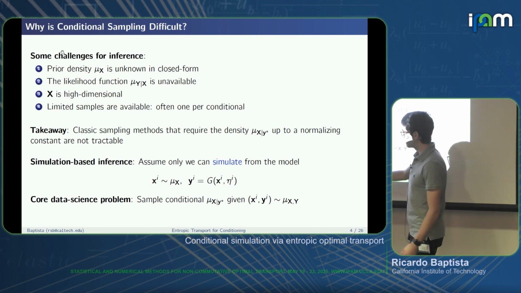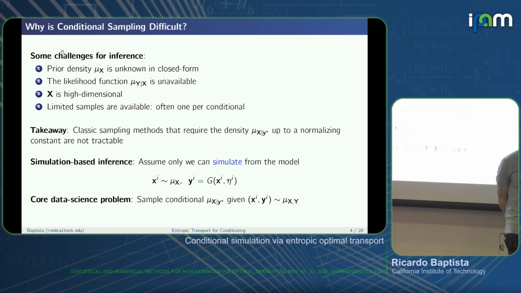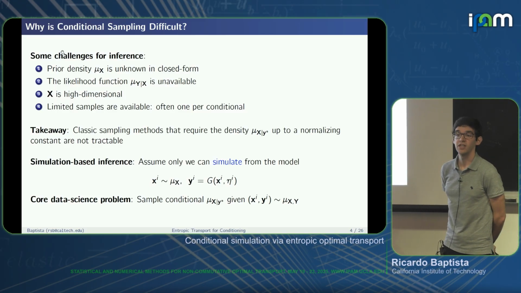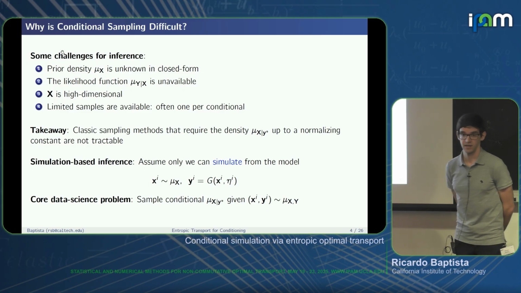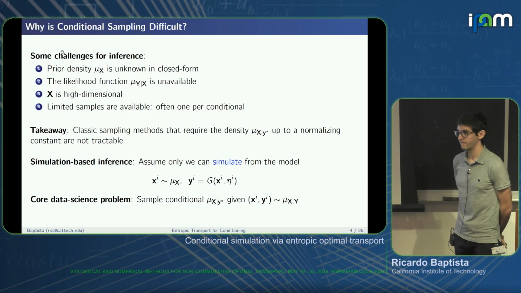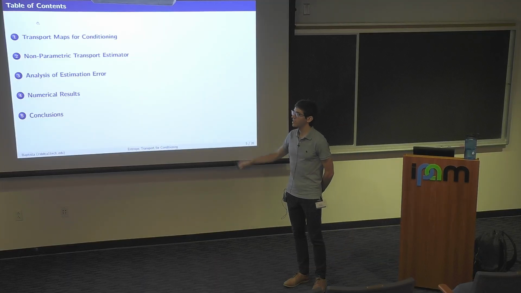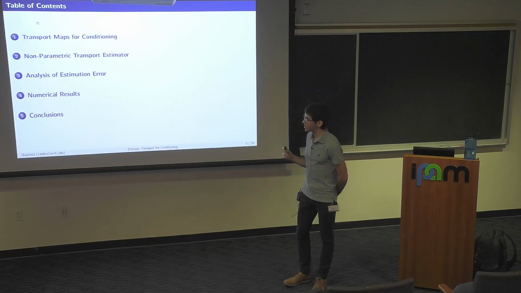And what we'd like to do is to sample an arbitrary conditional of this joint distribution, just given pairs of samples from the joint. So in the talk today, I want to discuss how we can look at this problem using transport.